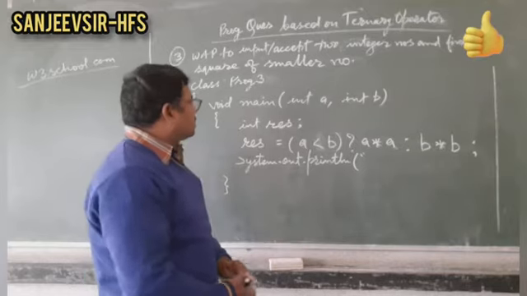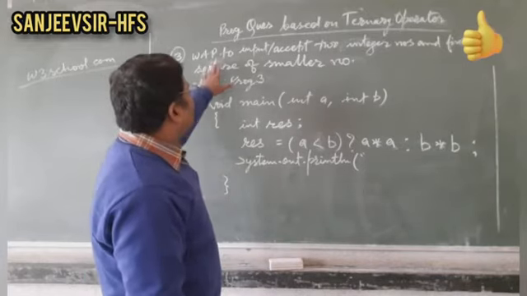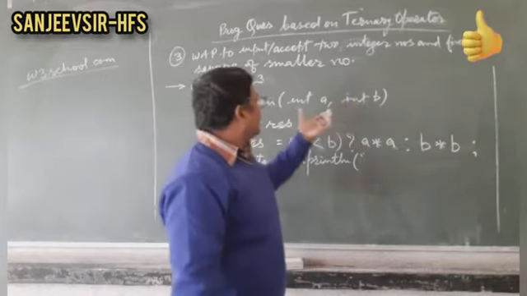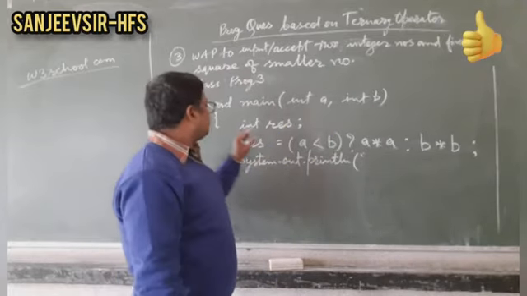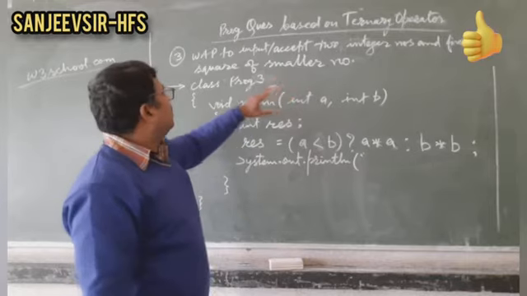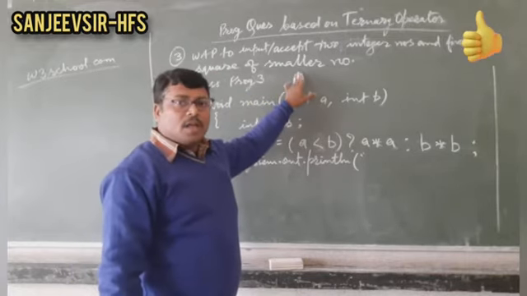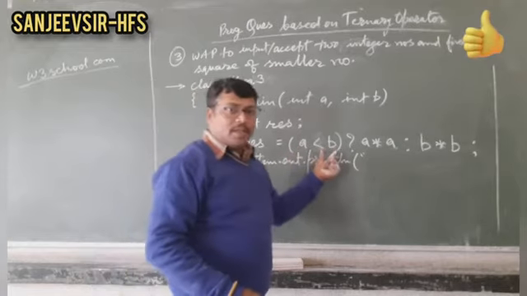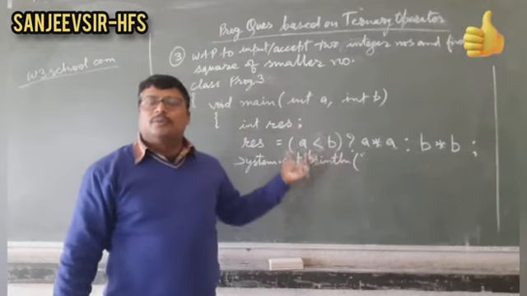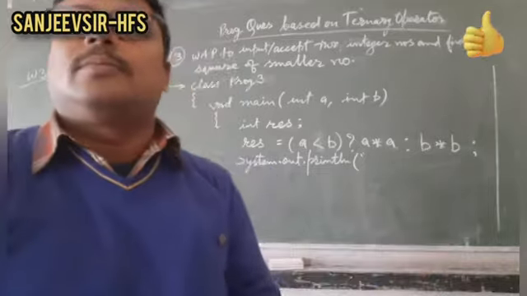Let's once again understand what the question is saying. Accept two integer numbers, which we are accepting in main as arguments. After that, we have to find out the square of the smaller number. At first, we have to find out the smaller number. If a is less than b, this condition is true.